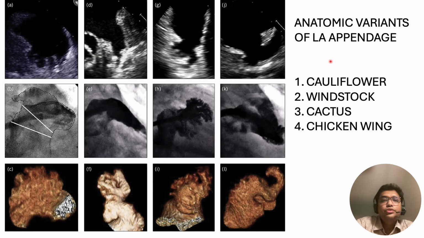There are four variations of left atrial appendage. Number one is a cauliflower shape. Number two is a windsock shape. Number three is your cactus shape. Number four is your chicken wing shape.